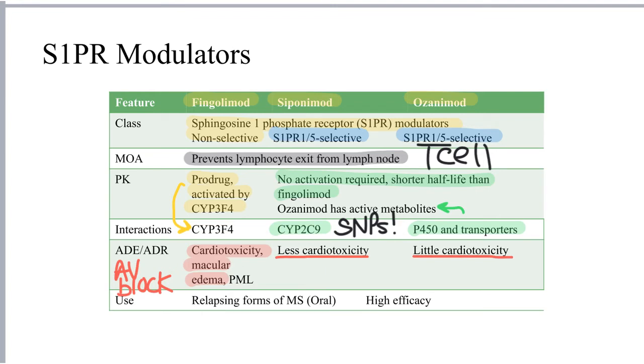Another thing to note is that there have been cases of progressive multifocal leukoencephalopathy, or PML, with fingolimod. Progressive multifocal leukoencephalopathy is the result of an opportunistic infection in the brain with the John Cunningham virus, or JCV. The primary risk factor for developing PML is lymphopenia, which is a reduction in the number of lymphocytes. And so often monitoring lymphocytes is a good way to determine whether someone is at higher risk of developing PML.